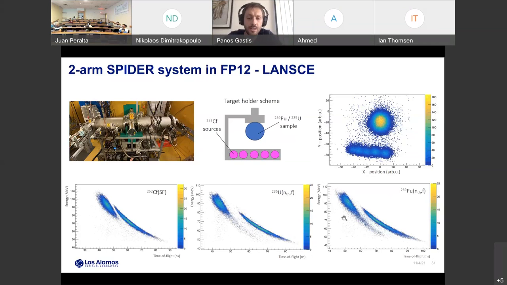And down here at the bottom, in these 3 graphs, you see kinetic energy versus time of flight of the fission products from the 3 samples that we currently measure: californium-252 spontaneous fission, uranium-235 neutron-induced fission at thermal energies, and plutonium-239 neutron-induced fission at the same time. So all this data are taken simultaneously in an efficient way.